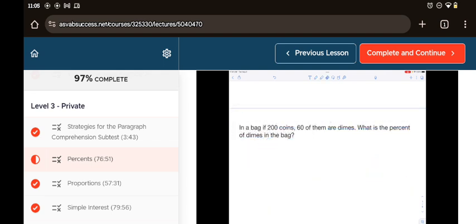So this next question says, in a bag of 200 coins, 60 of them are dimes. What is the percent of dimes in the bag? Okay, so this is a similar question to the last one. If you want to hit pause and try doing this on your own, I really encourage it. If you're ready to go over it, then let's do it. Here, this is a typo. This should be up. Sorry.